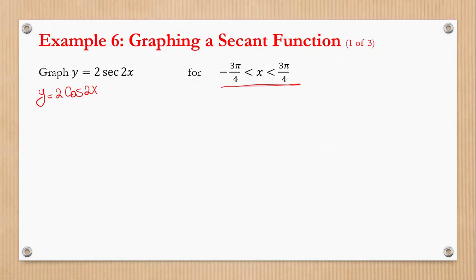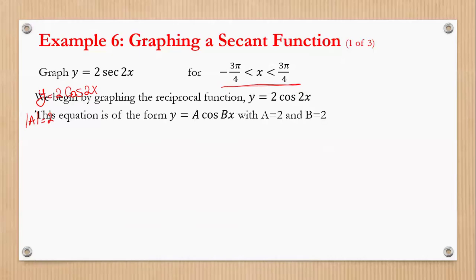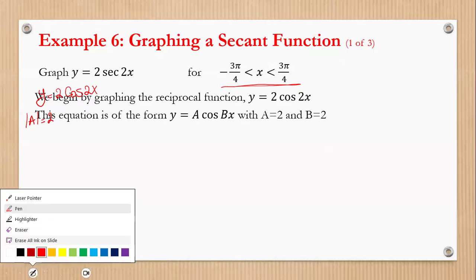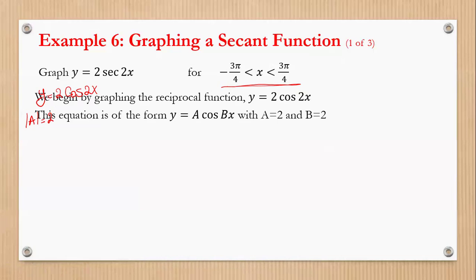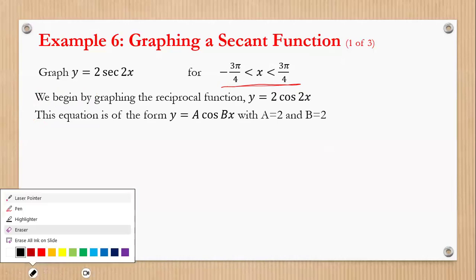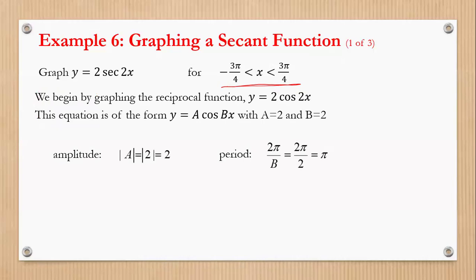To graph a cosine, we need to know the amplitude, which is 2. We need to know the b, and in this example, the b is 2 as well. And if we have the b, that means we can find the period of the function. So the period of this function is 2 pi over b, and 2 pi over 2 is pi.